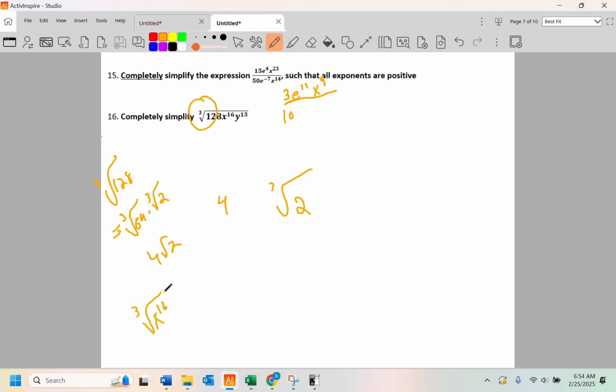Now, the long way of doing this is to think about this being the cubic root of x cubed times x cubed times x cubed times x cubed times x cubed times x. Because 3, 6, 9, 12, 15, 16. Each one of those cubic roots of x cubed is an x. And there's 1, 2, 3, 4, 5.